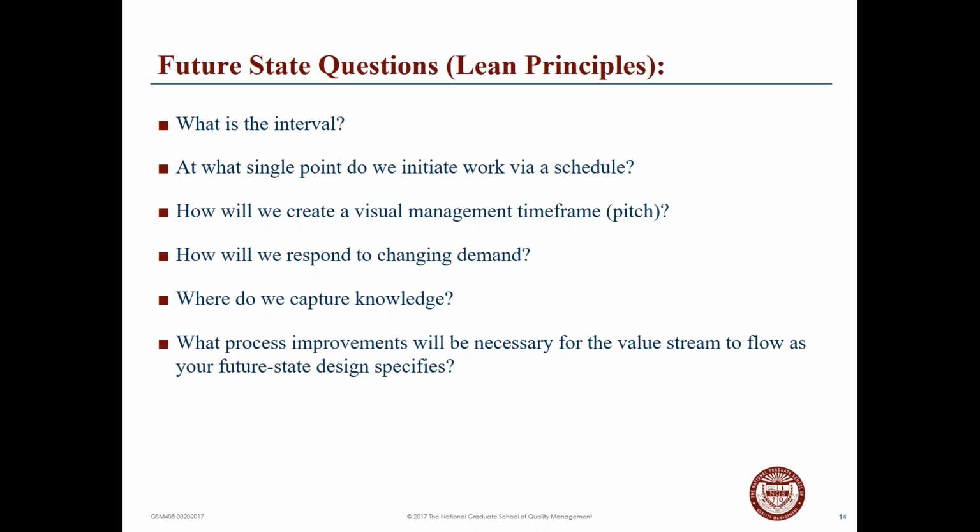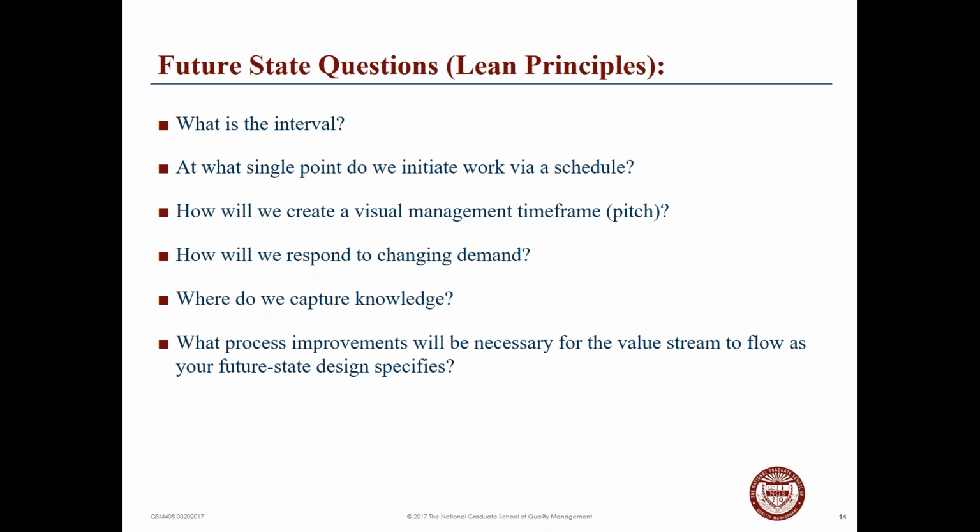So other questions is, what is the interval? How long does the process take in the optimum manner? And is it significantly improved over the current state? At what single point do we initially work via a schedule? So what can we do to lay out a schedule so that each of the points in the process are defined in a process or a schedule, and we're not wasting time in between?